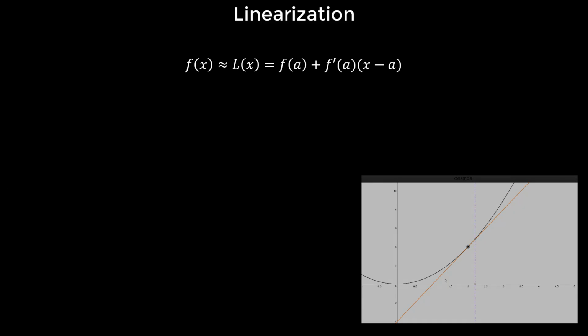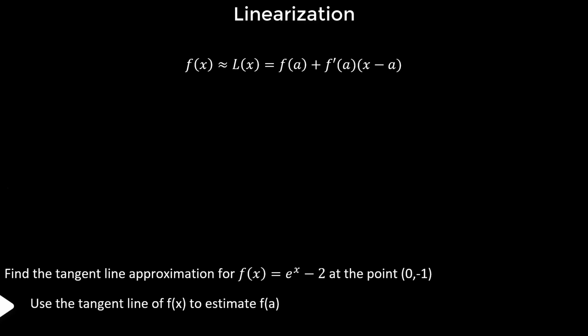Up next, let's say we were asked to find the tangent line approximation for f of x equals e to the x minus 2 at the point 0, -1. So again, we want to find the tangent line approximation for this function at the point 0, -1. So now that we're doing this algebraically, we want to go ahead and use the formula that we're given. That formula for linearization is f at a plus f prime at a multiplied by x minus a. And this is essentially the formula for a tangent line.